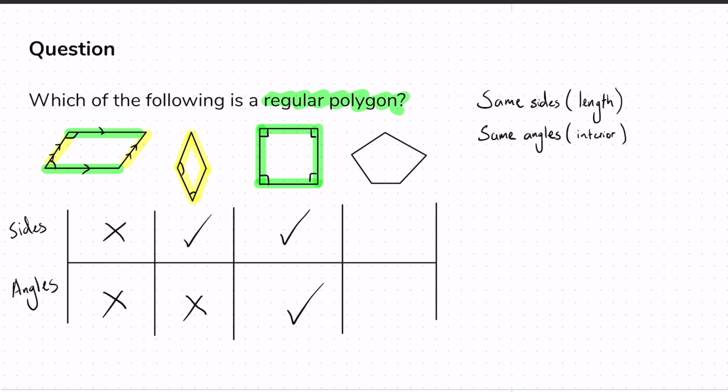Now, let's have a look at this last one here. It's got 1, 2, 3, 4, 5 sides, so it's a pentagon. But looking at it, it's not even clear that this side is the same length as this side. And certainly, these angles here are definitely not the same. So, the sides aren't the same, the angles aren't the same. Therefore, the only one of these which is a regular polygon is the square.